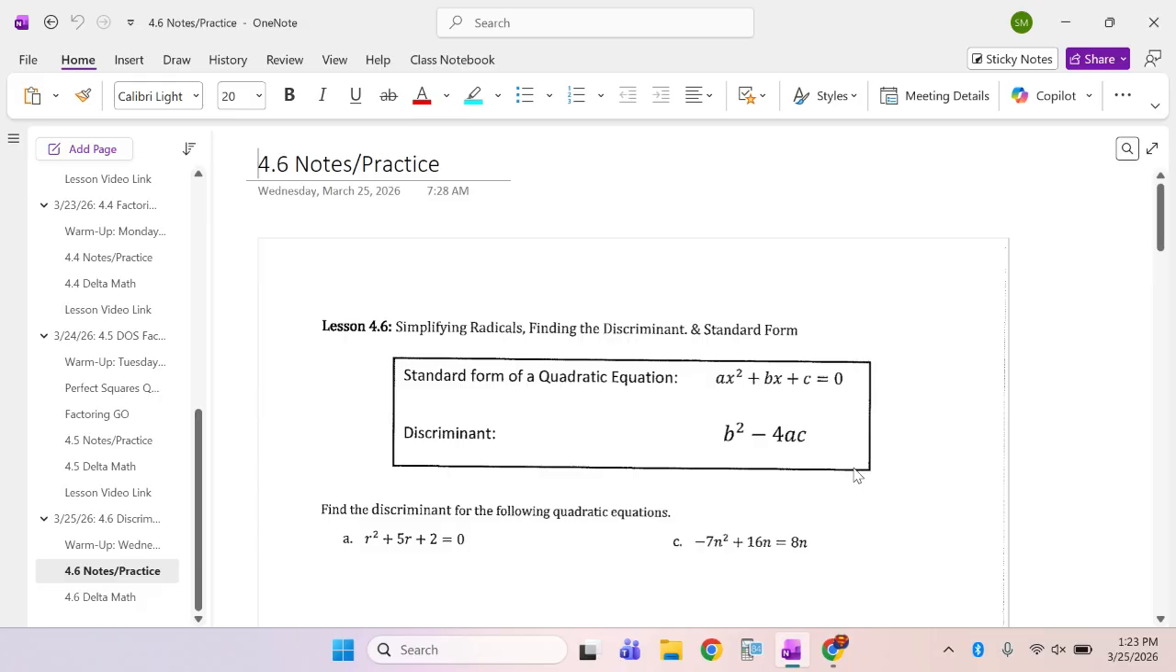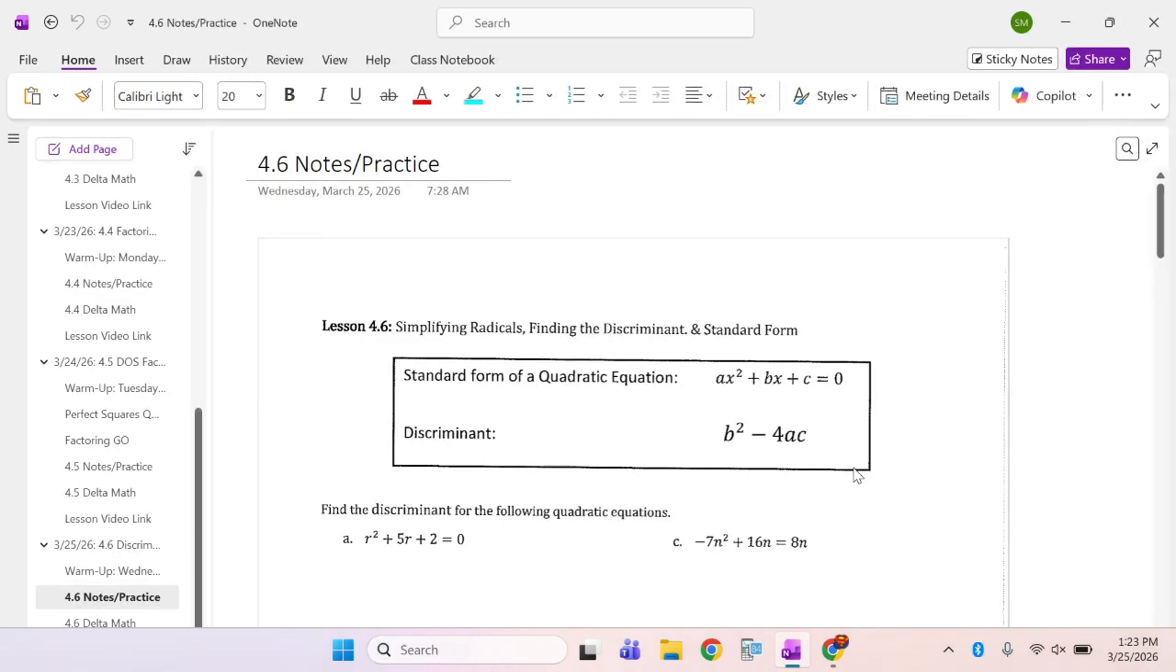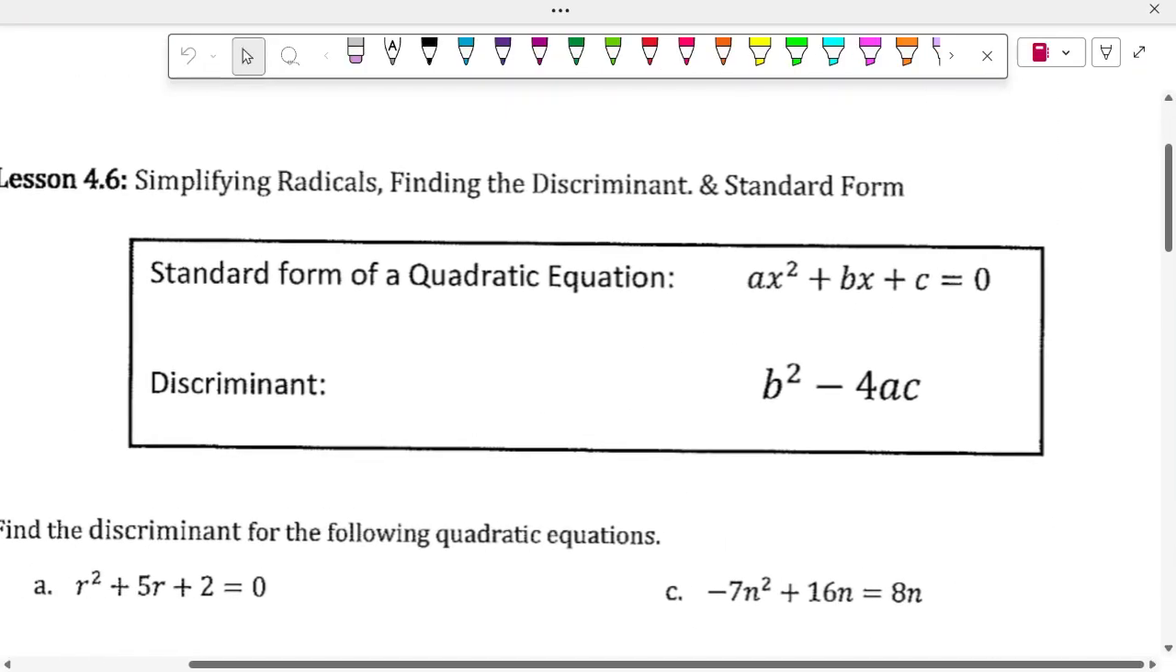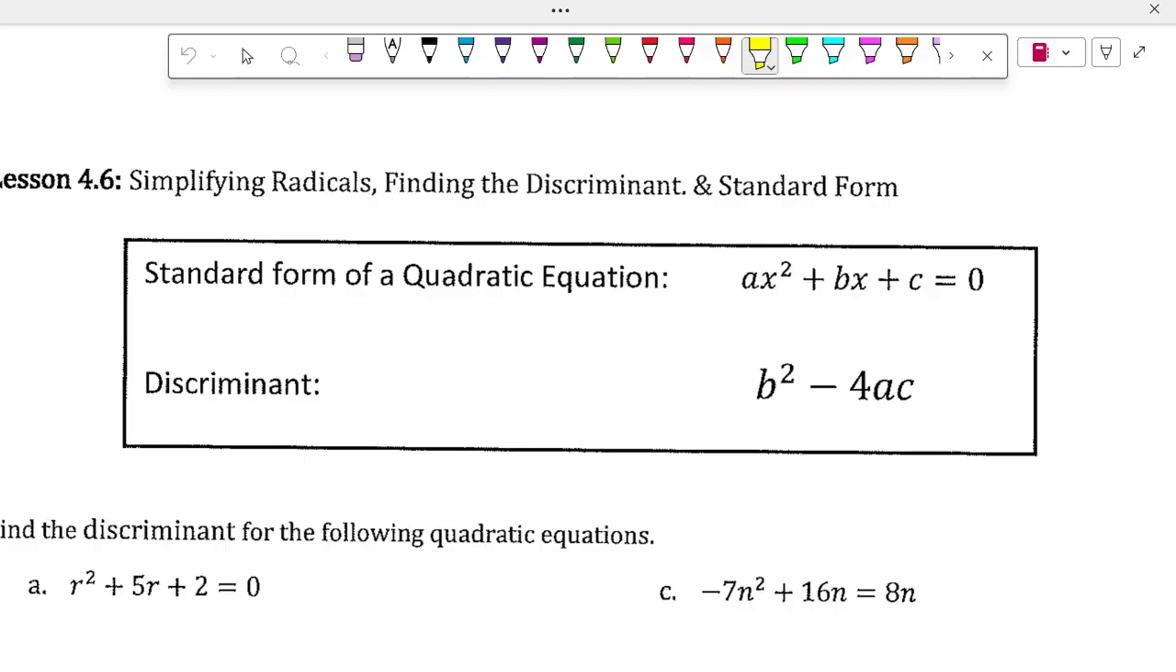All right. So now, whenever you find the discriminant or solve any quadratic equation, you always got to make sure it is in its standard form. So ax squared plus bx plus c is equal to 0. That's true for when you're factoring. That's true for when you're using the quadratic formula. That's true when you're solving by, actually, no, you don't really need it for that, but that's true for most methods of solving quadratics.